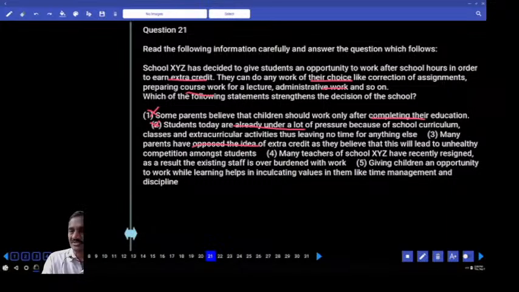Many teachers of XYZ have recently resigned. As a result, the existing staff is overloaded. As the staff is not there, that is the reason they are making these students work. It is again against the school administration, isn't it? And the fourth one, finally, this is helpful for the students in Japan. And here the fifth one: giving children an opportunity to work while learning helps in inculcating values in them like time management and discipline. There is an advantage for the students or not? Hence the choice supporting the school administration's decision.